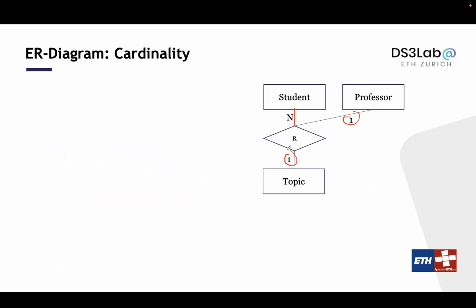So what do I mean by this? I mean two things. In this kind of relationship, if I know the student and the professor, I can uniquely tell you which topic participates in this relationship. I cannot have the same student and professor being associated with multiple topics. Another thing we are trying to say from this diagram is if you tell me uniquely a student and topic, it can be associated with only one professor.